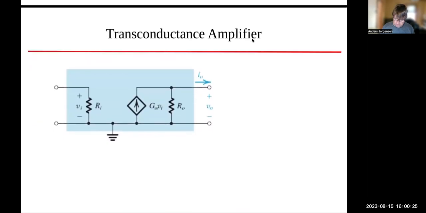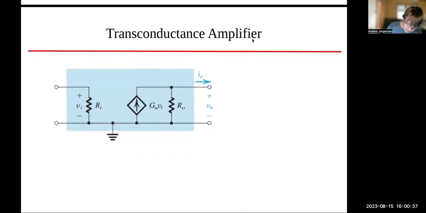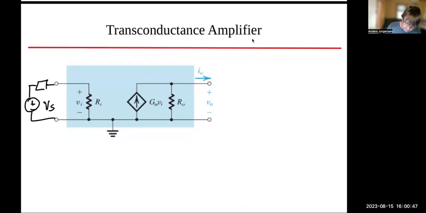Here's a different kind of amplifier, one of the other four types of amplifiers. This is the transconductance amplifier. And you can see the difference here is that it consists of a current source on the output. Again, I can attach a source like that, Rs, and I can attach a load over here, RL.